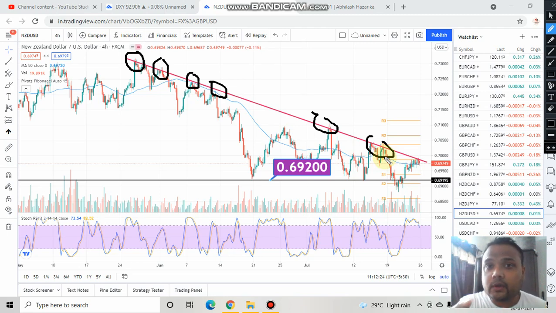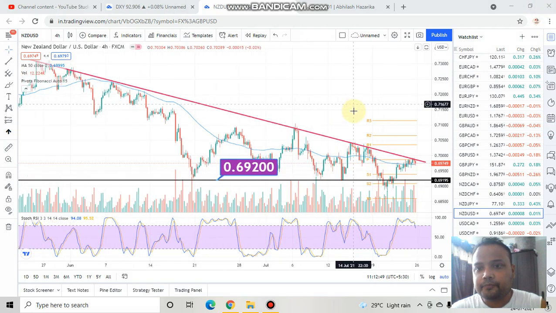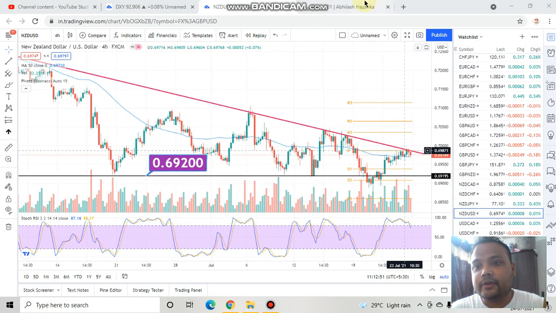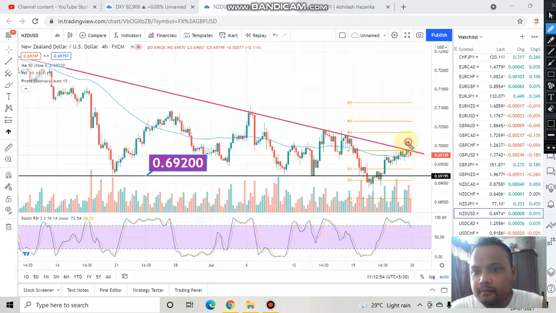Therefore, I'll request you to draw this line, at least this line, in your trading platform, because you can clearly see that whenever market is going up, it is failing to cross the previous high, and surprisingly this trend line is the main reason why market is failing to cross the level. And right now you can see that market is just standing at the resistance level.